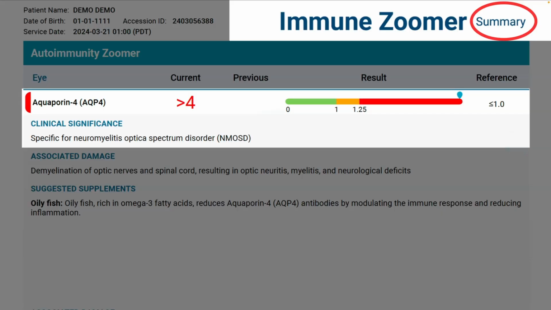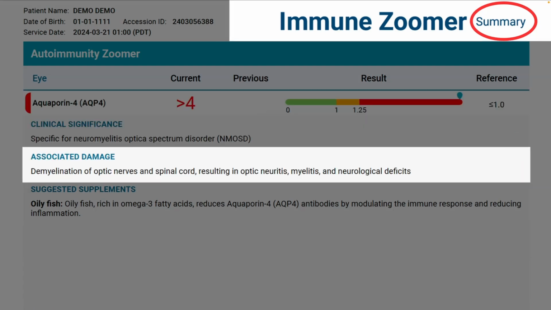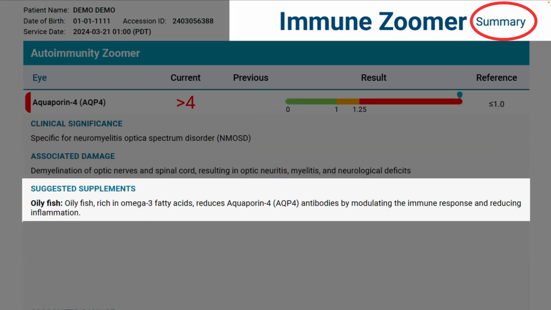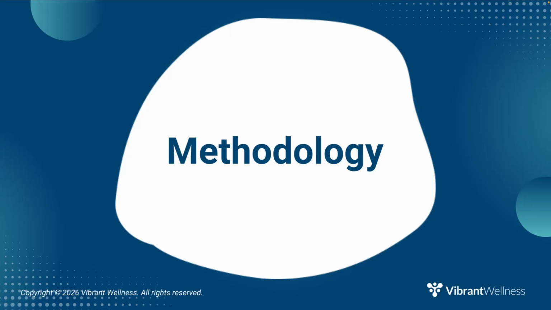If you want to learn more about antigens that are outside the reference range, you can scroll back to the summary and read the interpretive comment. The interpretive comment includes the clinical significance, associated damage, and suggested supplements. In this example, fish oils rich in omega-3 fatty acids reduce aquaporin-4 antibodies by modulating the immune response and reducing inflammation. Now, let's talk about methodology.